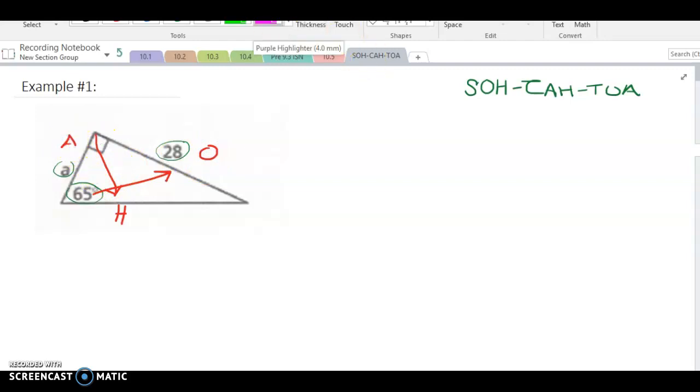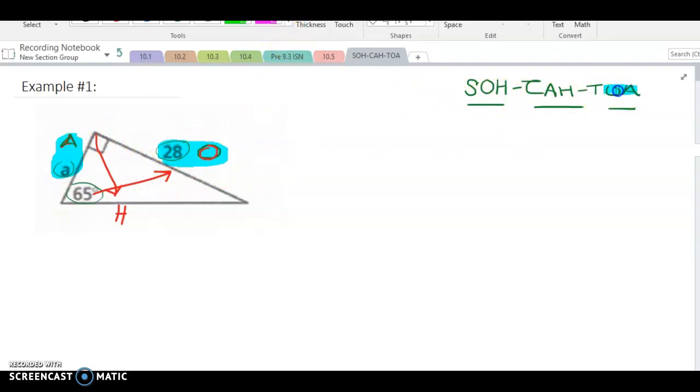Now I want to look at what we know. I know my opposite side is 28, and I want to know my adjacent side, which is my A. My hypotenuse, I don't know it, and I don't care to know it. That's why I didn't highlight it here. Of the two that I know, I have my opposite and my adjacent. So I'm going to look up here at SOH-CAH-TOA to see which of these trig functions have opposite and adjacent paired together.